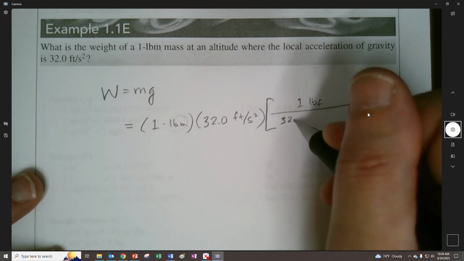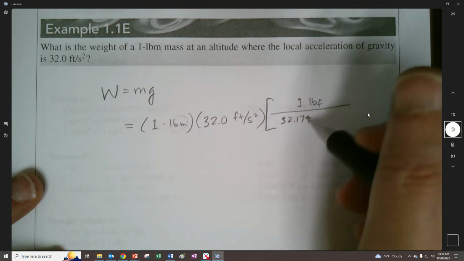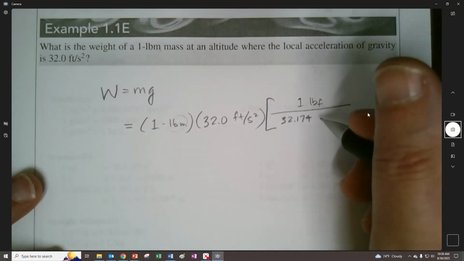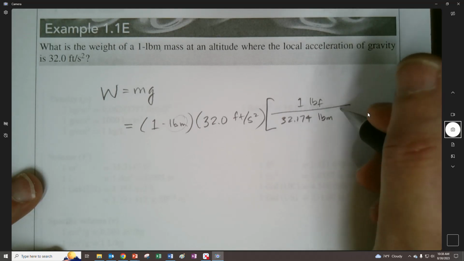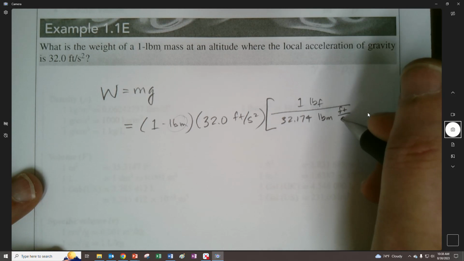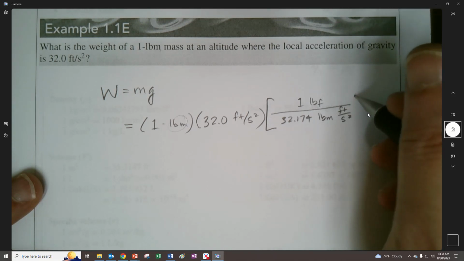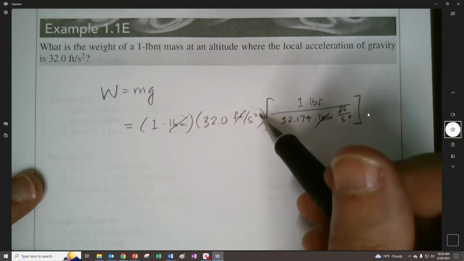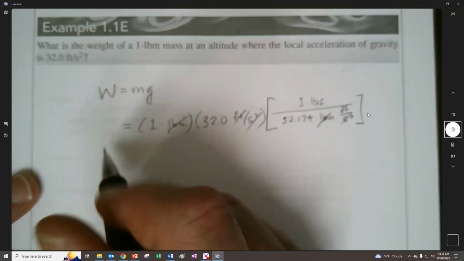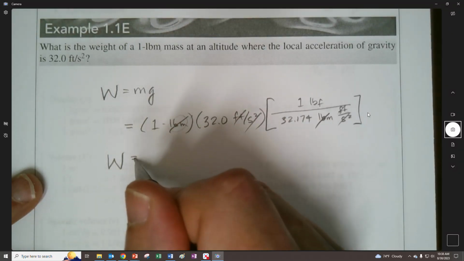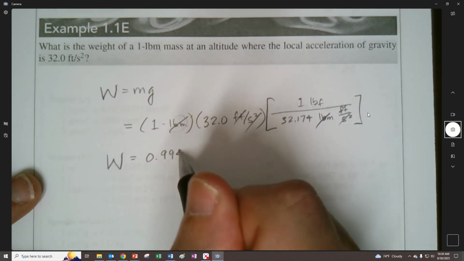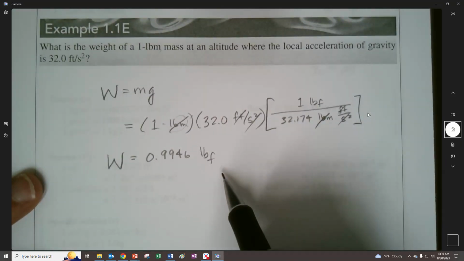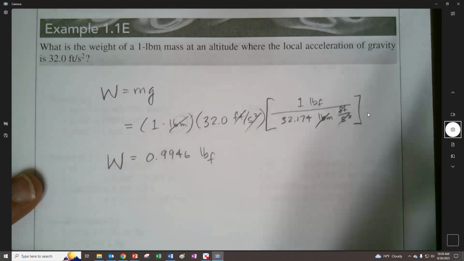divided by 32.174. So this is always a standard. It's not equal to whatever the local gravity happens to be. And then you have the pound mass foot on the top, second squared on the bottom, and now the units cancel. The result is approximately 0.9946, and these are pound force because we've multiplied by this conversion. It's silly, but that's the mindset that will work out for you.